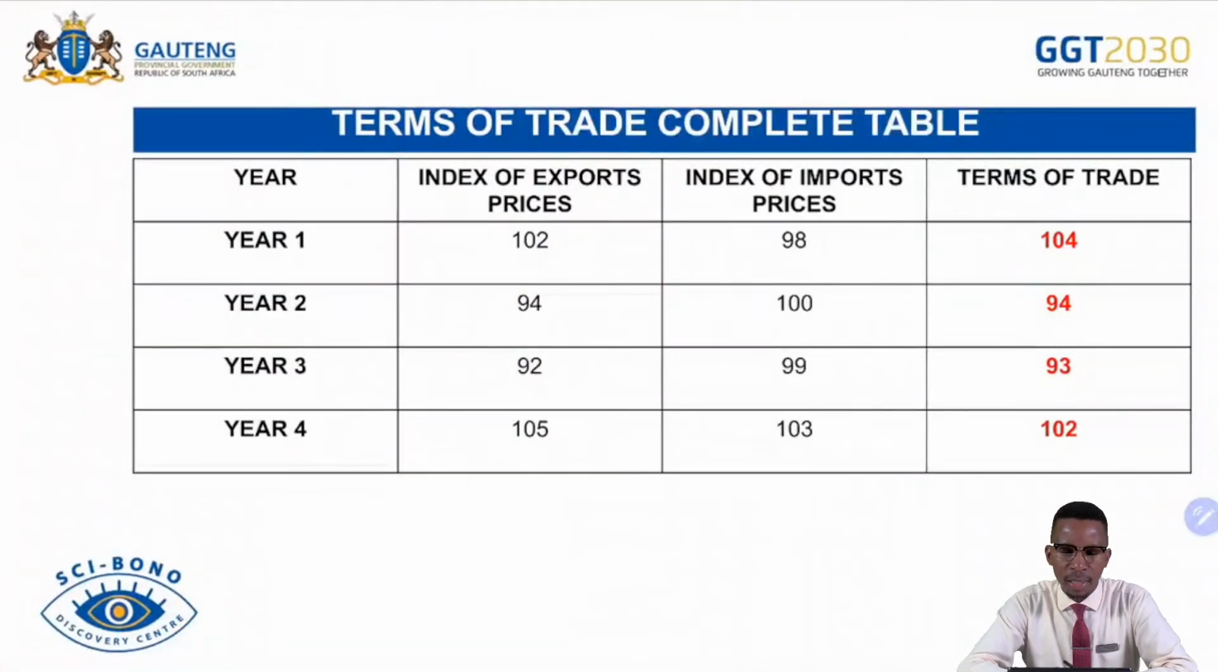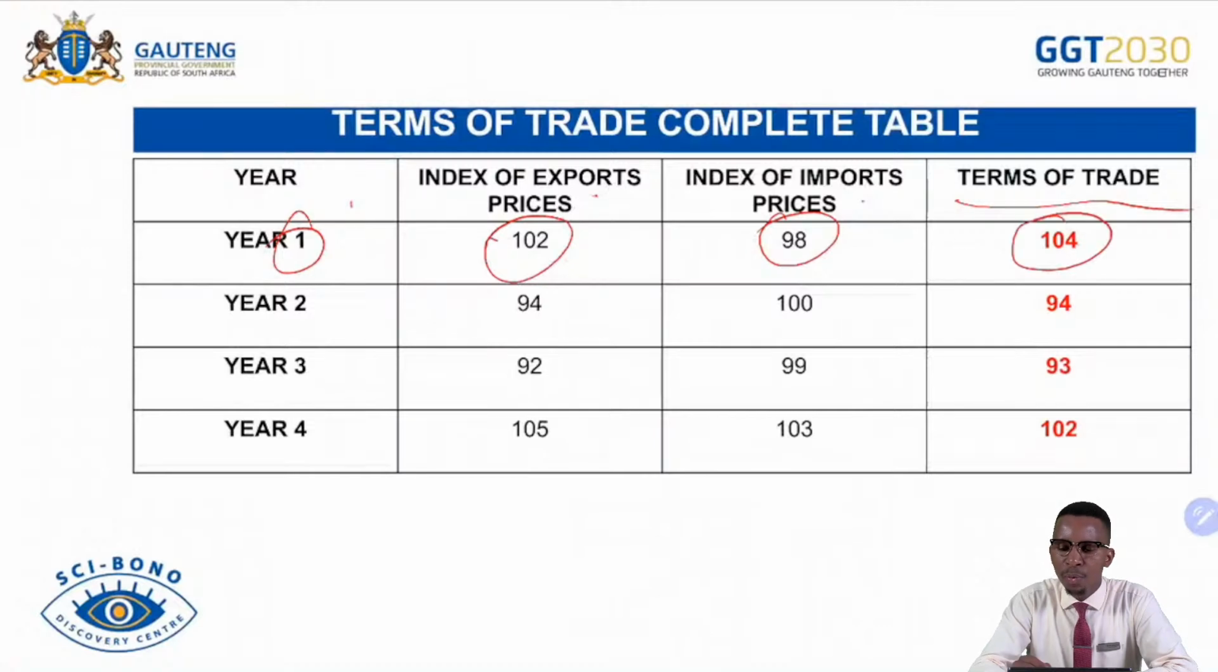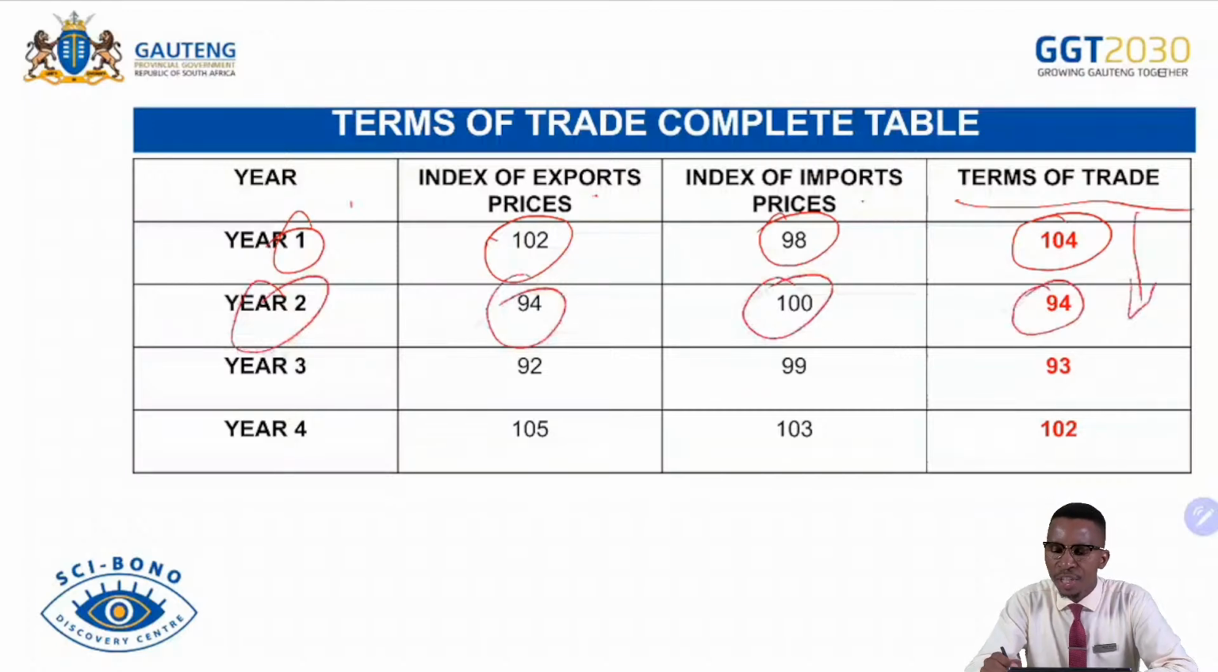So here we have now calculated the index of export prices, index of imports, as well as terms of trade. Year number 1, 102 was export prices, 98 imports, terms of trade were equal to 104. And then year number 2, here we have 94 export prices, 100 import prices, and then we substituted, we got 94. So this indicates the downward trend of terms of trade. If they ask you the trend, it is downward, because terms of trade for the country are declining from 104 to 94. They decreased by 10%.